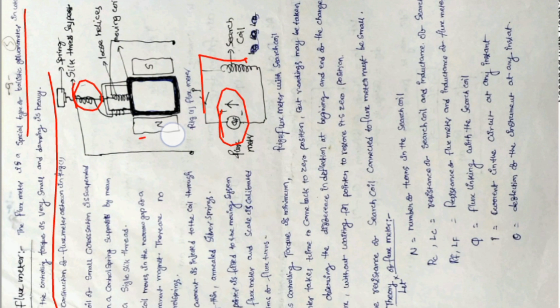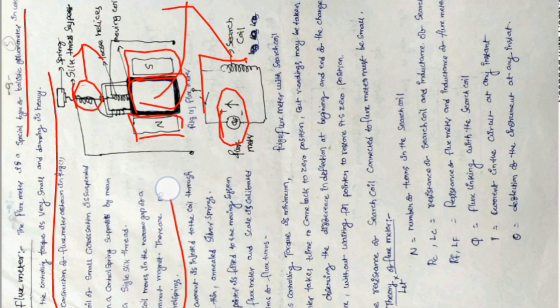The construction of the PMMC flux meter is similar to a PMMC instrument. It consists of N and S two magnets. Between the two magnets there is no former for the flux meter. A coil of small cross-section area is suspended by a single silk thread. Inside the silk thread there is a conductor, through which the current passes to the moving coil. The coil moves in a narrow gap of a permanent magnet. There are no controlling springs in the flux meter.